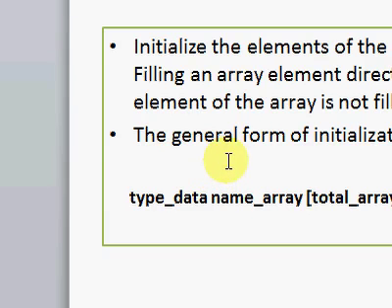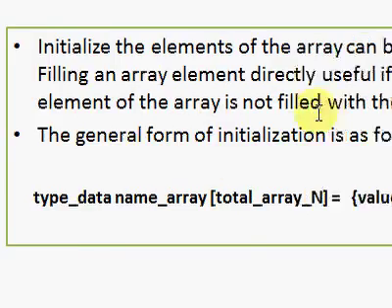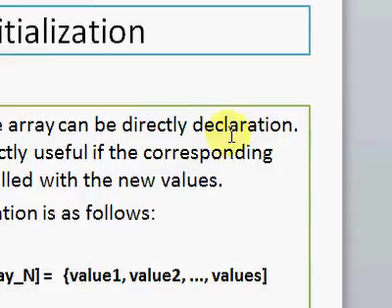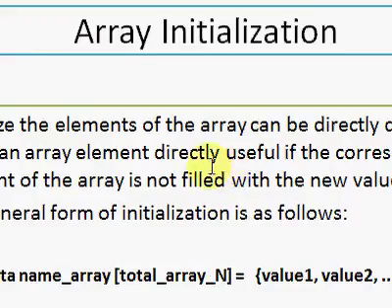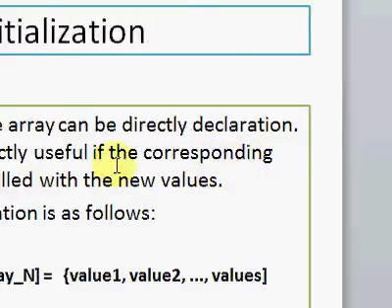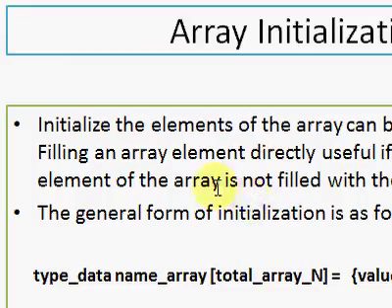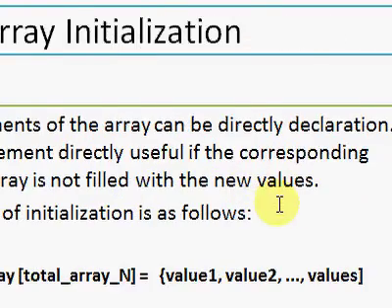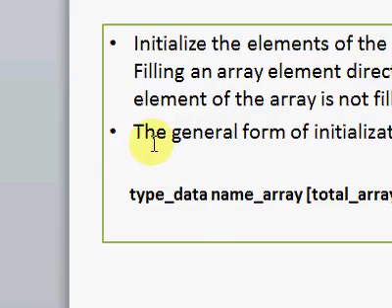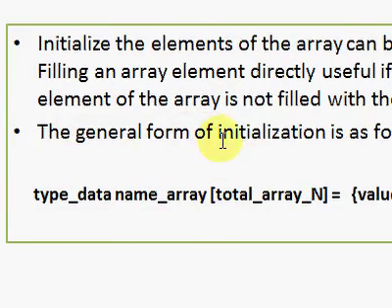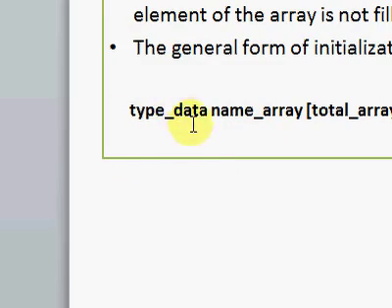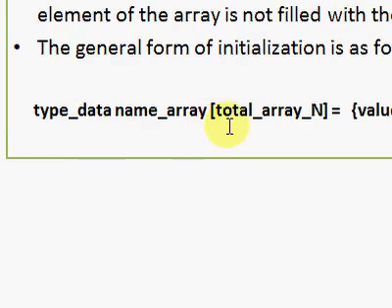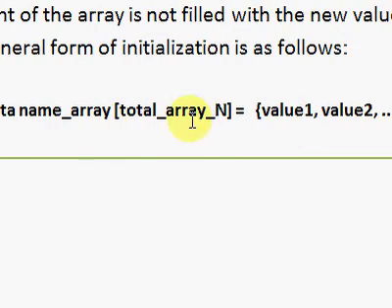In initialization, the elements of an array can be directly declared, filling an array element directly, which is useful if the corresponding element of the array is not filled with a new value. The general form of initialization is as follows: data type, array name, total array size, and values.